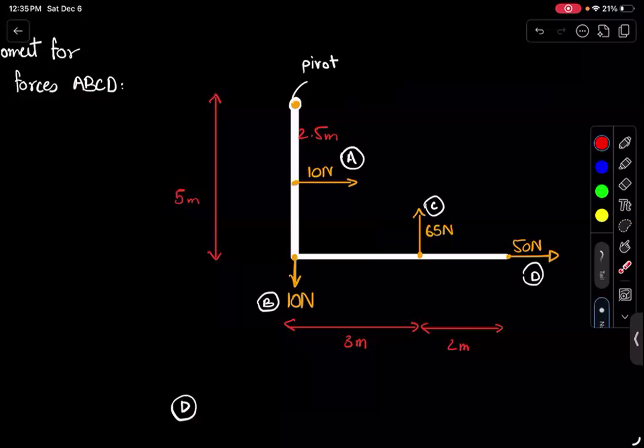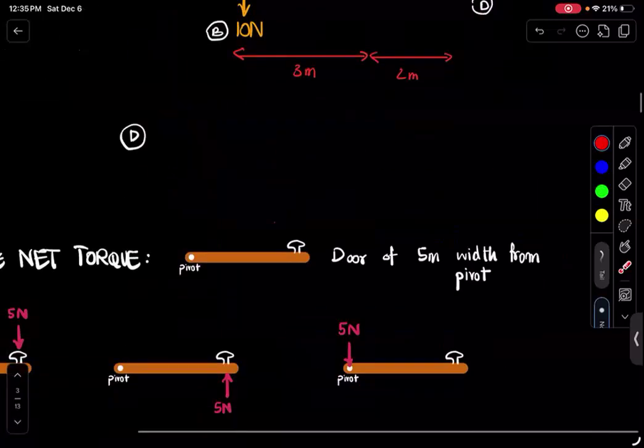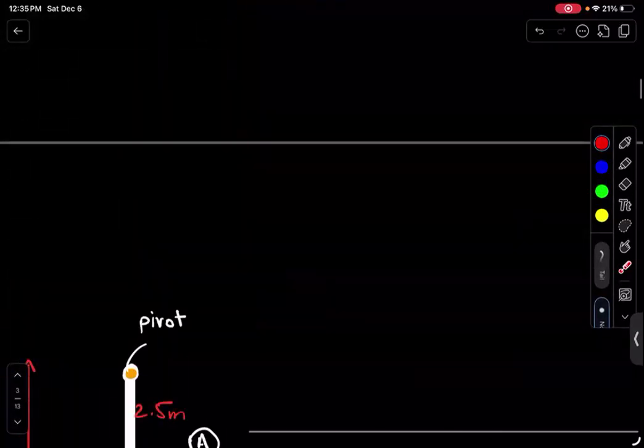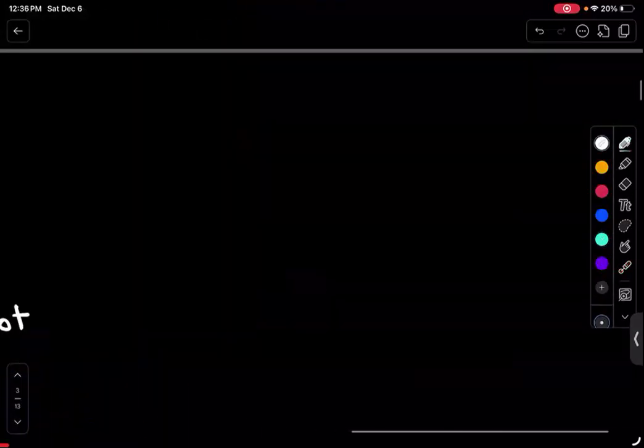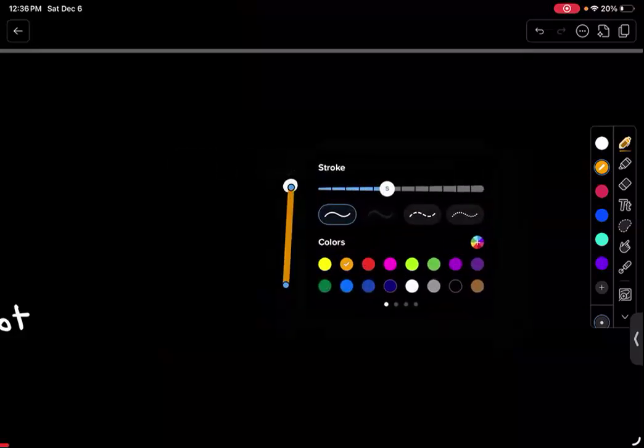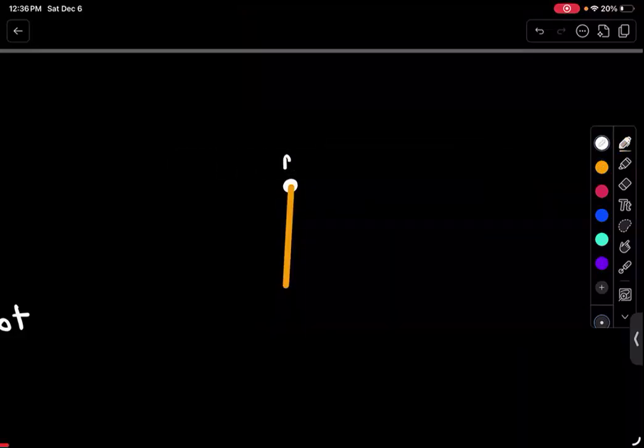Yes, Riha? Could you just explain it one more time? Hmm. Now think about it. For example, let's make another diagram. For example, this is the pivot, and the pivot has been attached to, let's say, a wooden rod.